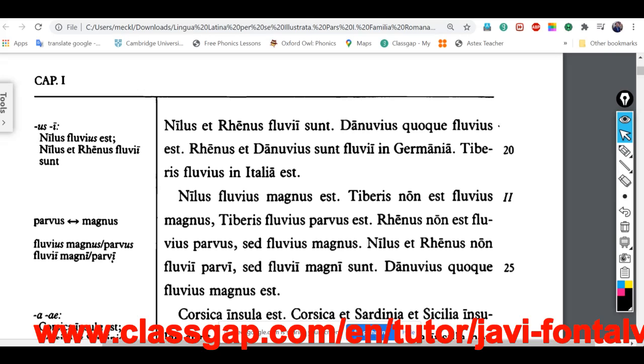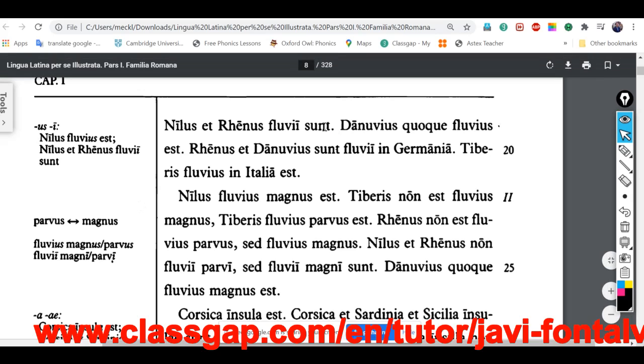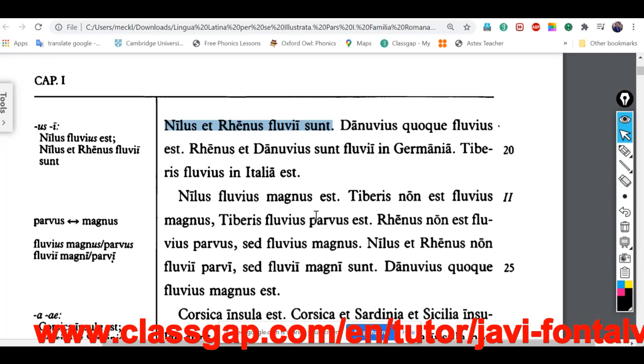Tiberis fluvius in Italia est. Okay, let's see if you understood. So, Nilus et Renus fluvii sunt. So the Nile and the Rhine rivers are... Oh, are rivers. The Nile and the Rhine are rivers. So can you notice before we said fluvius and now we say fluvii? Yeah. And now you have sunt and before you have est. I wonder why. Let's see.